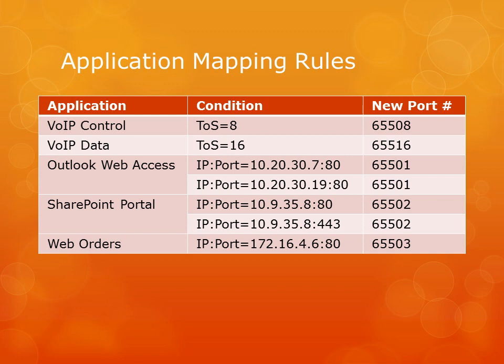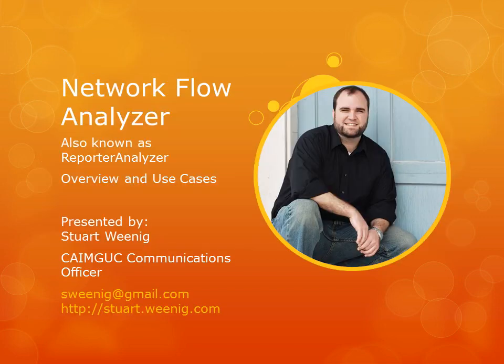For Outlook Web Access, the rule says if it's either of these two IP addresses on port 80, instead of showing it as port 80 traffic, reclassify it as 65501. For these SharePoint servers, whether on port 80 or port 443, for example, in my case, maybe it doesn't matter, reclassify it as 65502. And for web orders, for port 80 on my web order server, reclassify it as 65503.